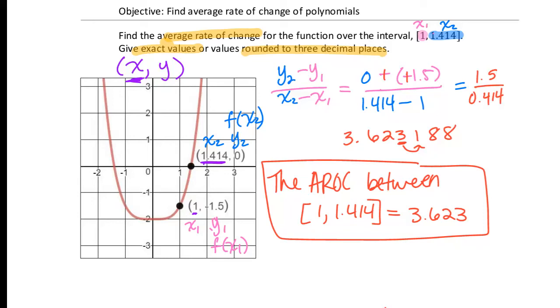All right. So we got the 3.623 is your final answer rounded to the 3 decimal places. So again, on the graphs, you don't have to calculate anything. The values are given to you on the coordinate points, okay? So all you do is plug it into the formula. Versus the equations, you have to first find your y1 and your y2 by doing math and calculating them, okay?